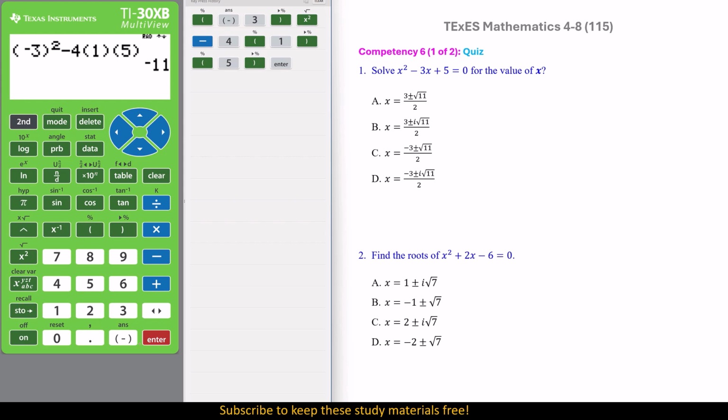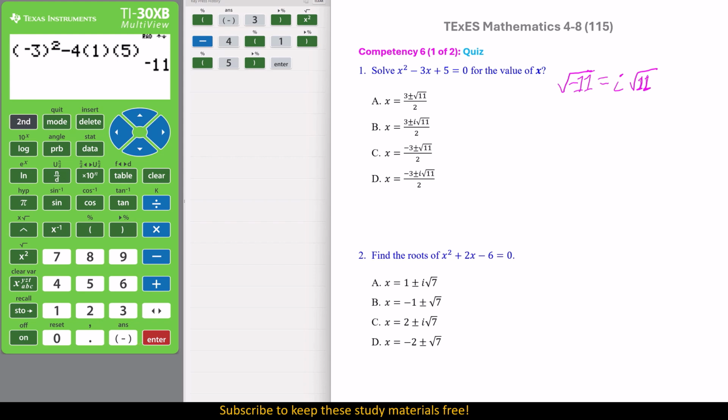It tells me that my discriminant is actually -11, which is equal to i with 11 under the square root. Remember, our discriminant is under the square root. Okay. All right. So what do we do? Well, A is not a complex situation. There is no i. So get rid of A, and the same for C.